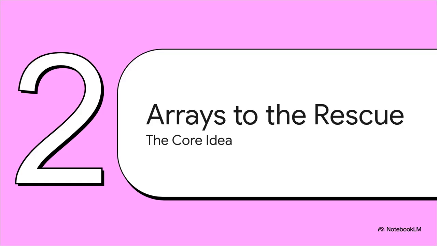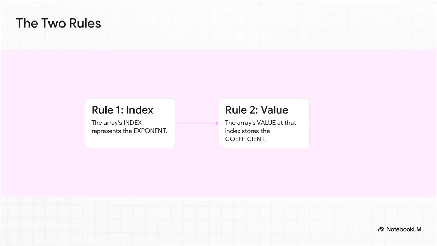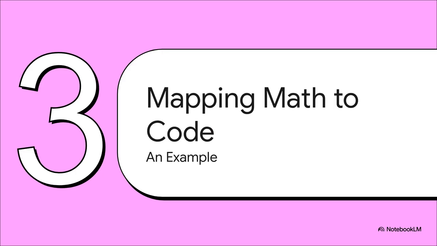And this brings us to the big aha moment. This is the core idea where the abstract world of math slams right into the concrete, organized world of code. The whole logic boils down to just two simple rules. First, the position of an item in the array, what we call its index, that's going to represent the exponent. So index 0 is for exponent 0, index 1 is for exponent 1, and on and on. Then, rule 2. The number we actually store in that position, the value, well, that's the coefficient. And that's it. The index is the exponent, the value is the coefficient. That's the whole game.